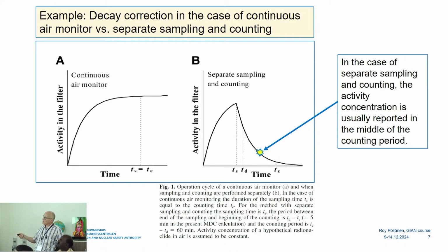This happens in the case of separate sampling, and after sampling, we take counting. So here we take a sample, for example, a 1 day sample. It takes some time to change the filter, and here we start counting by using alpha or gamma ray spectrometry. So, for example, in the case of the CTBT organization, this time here is, if I remember this correctly, 1 day.